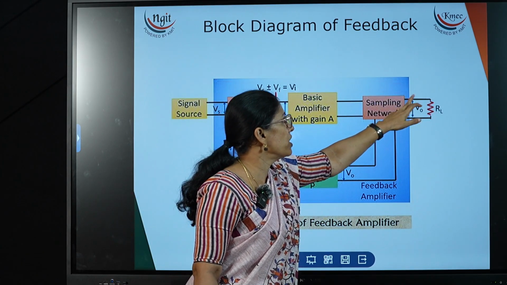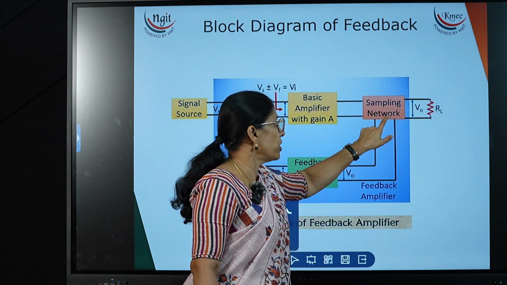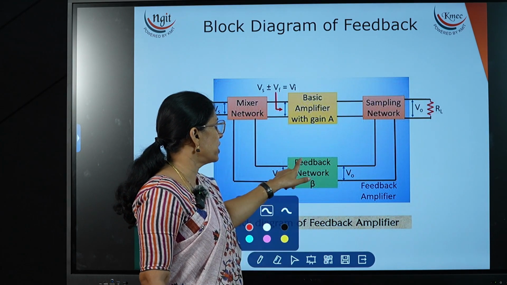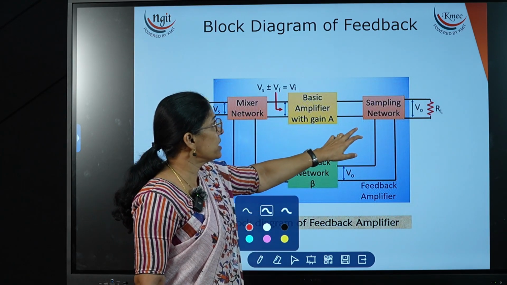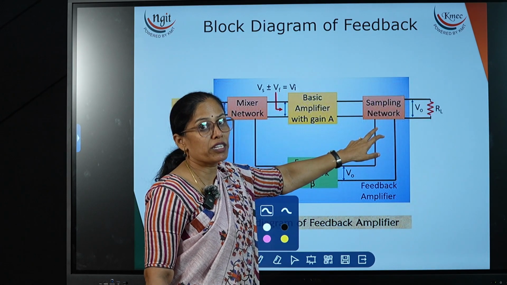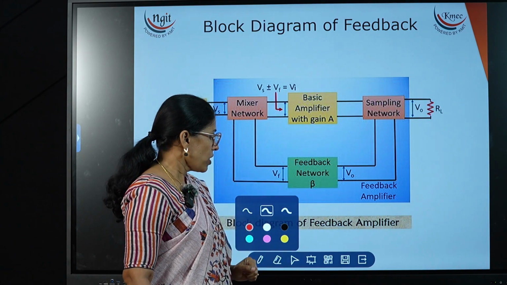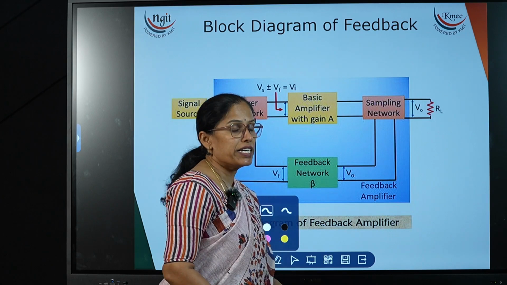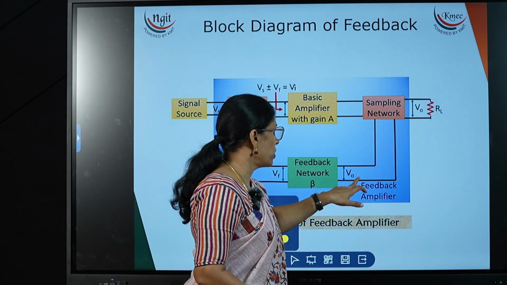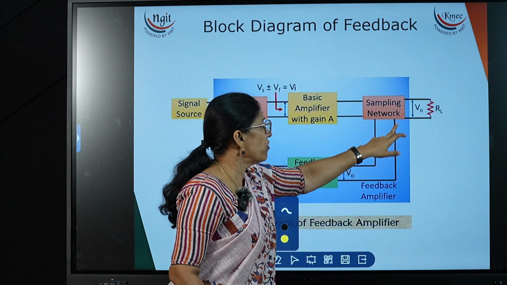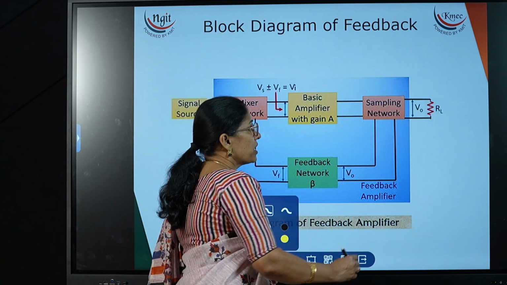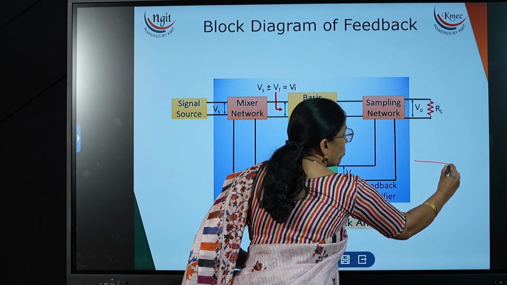Here V0 is the output. Now this output is again applied to the feedback network. Here two types of sampling networks are there: one is voltage sampling and another is current sampling. If we are taking voltage as a sample, then the sampling network will look like this.